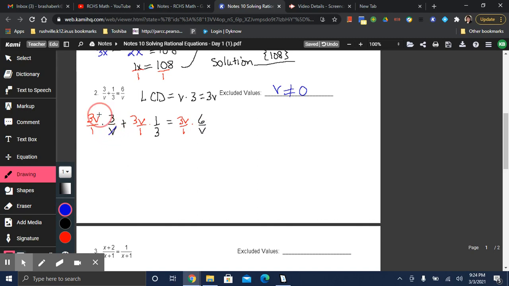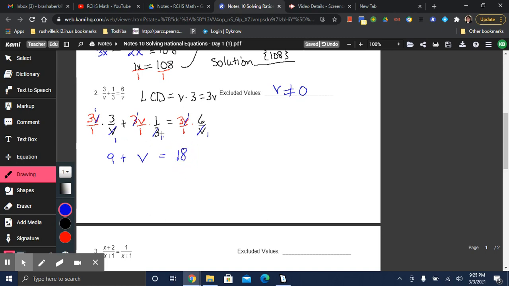My v will cancel, not the 3's, but the diagonal v's will cancel, leaving 1's. So 3 times 1 times 3 gives me 9. I have my plus sign. And then here my 3's will cancel, and those leave 1's. And so I'll have 1 times v times 1. That's just v. And I have my equal sign. V's cancel again, leaving 1's. And then 3 times 1 times 6 gives me 18.